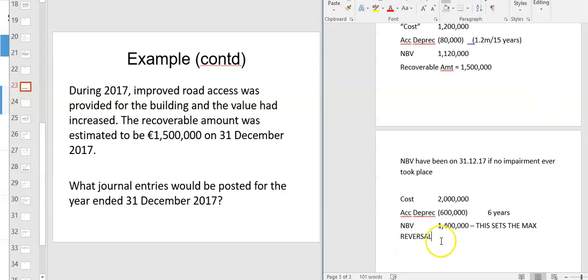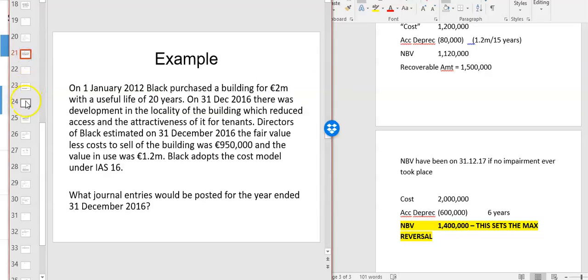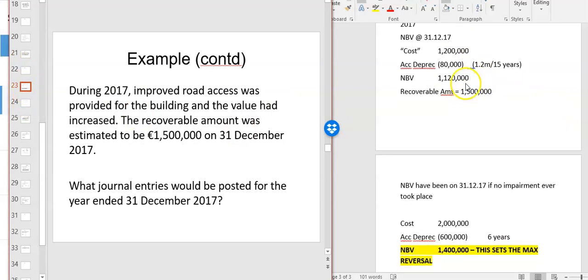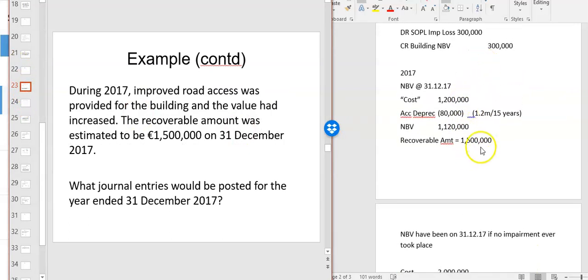You can only reverse the net book value up to 1.4 million. Anything above that, bringing it up to 1.5 million, that would actually be a revaluation under IAS 16. And they don't do that. We're told they're using the cost model. So that's a tricky one. So if you said, oh, we just reverse this impairment, you're not actually reversing impairment. You're reversing it above what was previously held at cost.